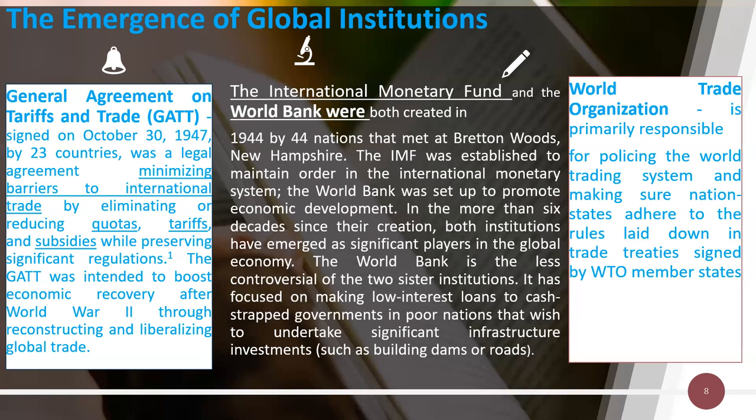So in addition to GATT, the International Monetary Fund, the World Bank, and the WTO, the United Nations also is included in this. United Nations was established on October 24, 1945, by 51 countries committed to preserving peace through international cooperation and collective security. According to the charter, the UN has four purposes. So these are also the purposes of the UN: to maintain international peace and security, to develop friendly relations among nations, to cooperate in solving international problems and in promoting respect for human rights, and to be a center for harmonizing the actions of nations.